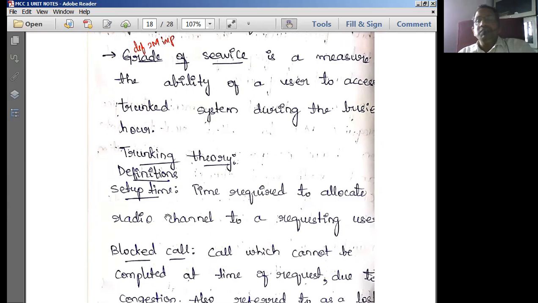Now, once grade of service comes into the picture, what is the grade of service? Grade of service is used to know the quality of the service that we are providing to the user. Whenever the quality of service comes into the picture, many other related parameters come into effect. What are all those parameters in the grade of service? Therefore, we can define the grade of service as a measure of the ability of a mobile user.